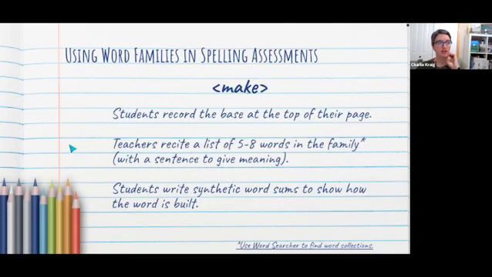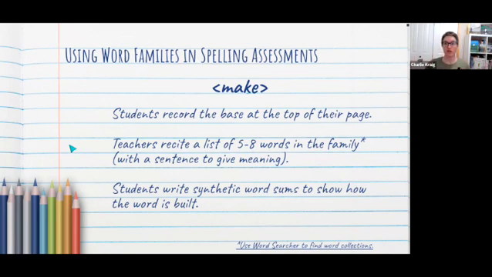So what would that look like? Let's say we have the base MAKE. Students would get out a piece of paper, and at the top of their page, they would write MAKE in those little angle brackets. And as soon as you put the little angle brackets around it, you no longer say it as make. You say it as the letters you see, M-A-K-E.